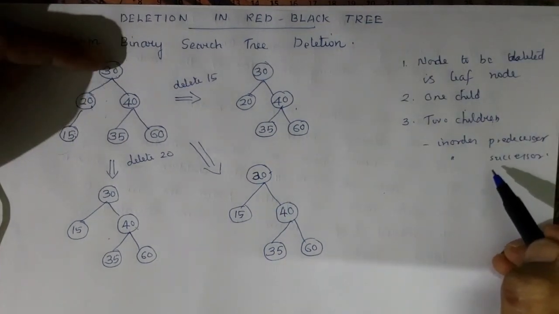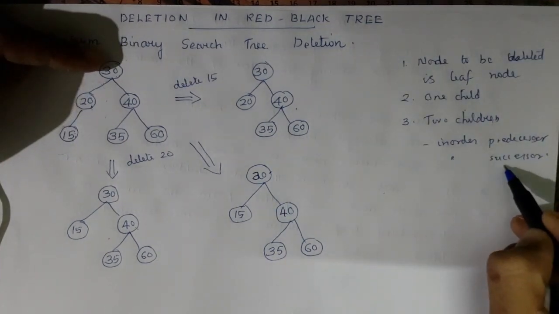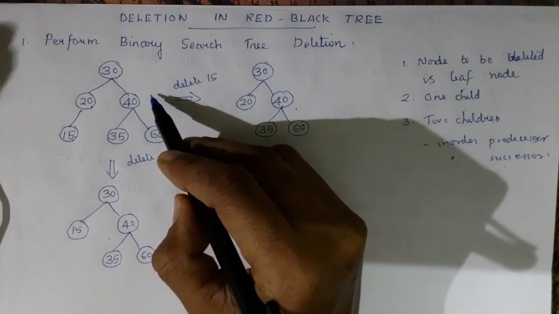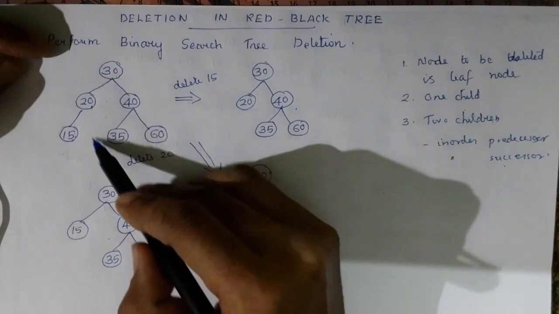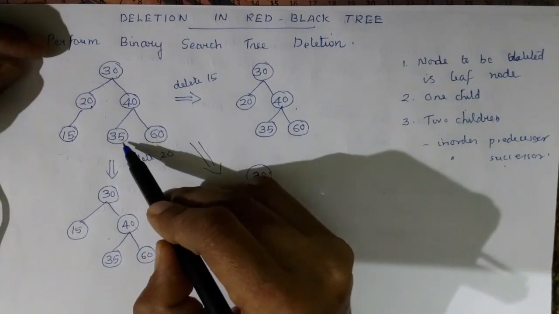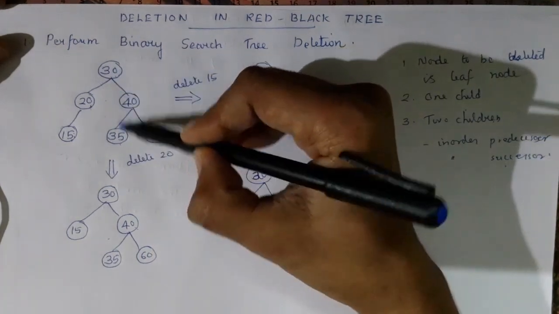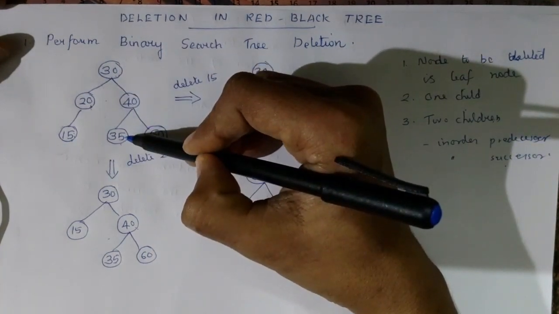If the node to be deleted is replaced by the in-order successor, in that case we go to the right subtree of the node to be deleted. So find the minimum element in the right subtree. Here 35 is the minimum element. So replace 30 by 35. That is the second case.